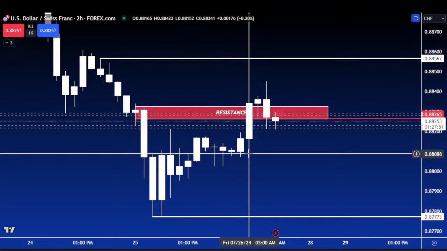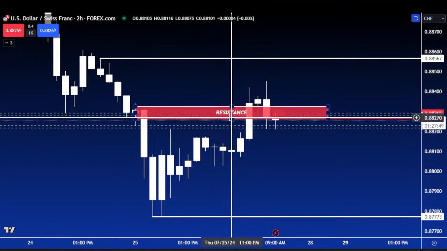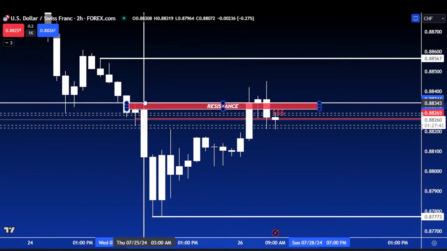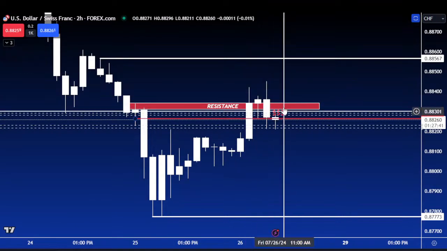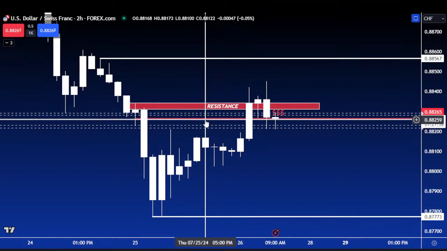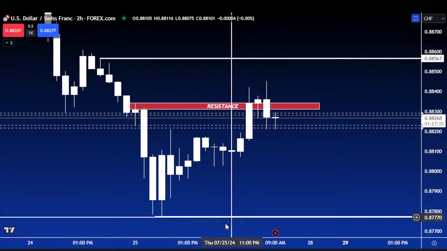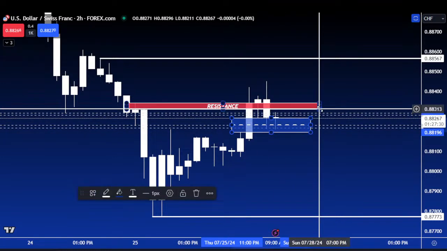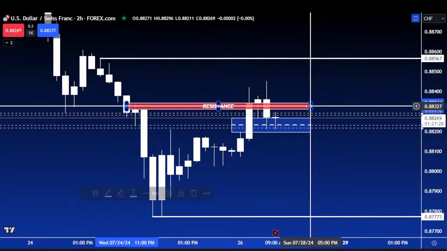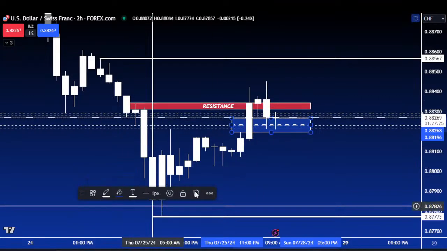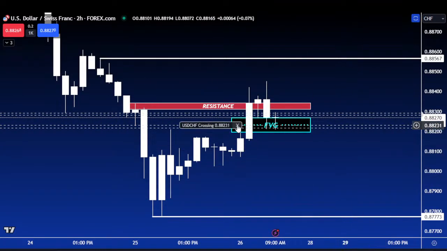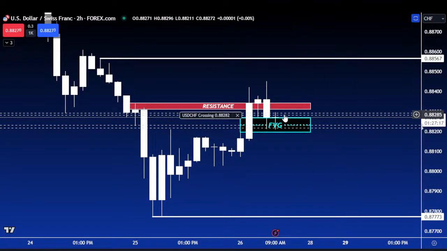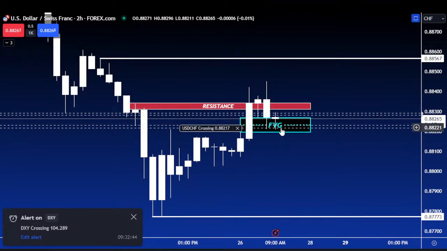But at the same token, even though we have this as a resistance area, all right, boom, we have it as a resistance area. We have a fair value gap sitting right below that. So I'm going to get rid of this, all right, and show you right here. This is a fair value gap. Okay. So all I'm really getting at is that we can still rise because we respected this fair value gap.